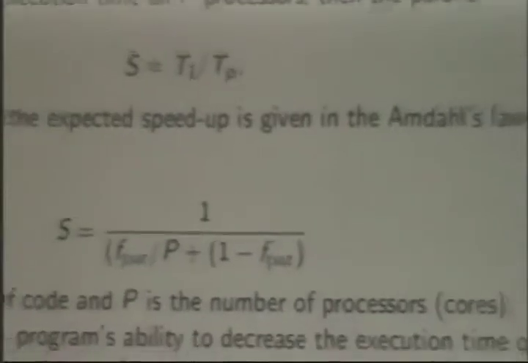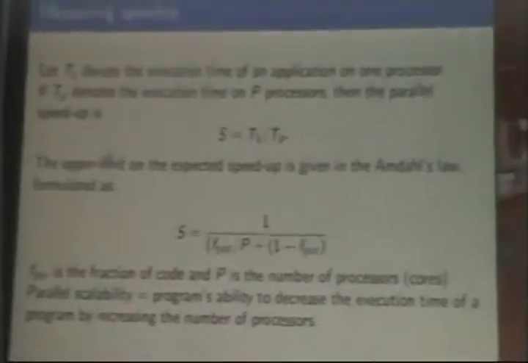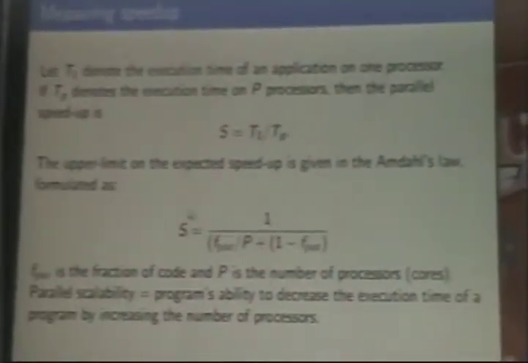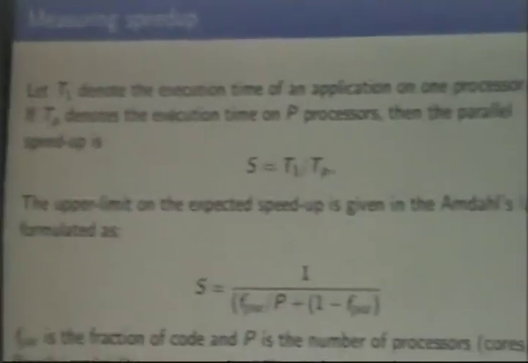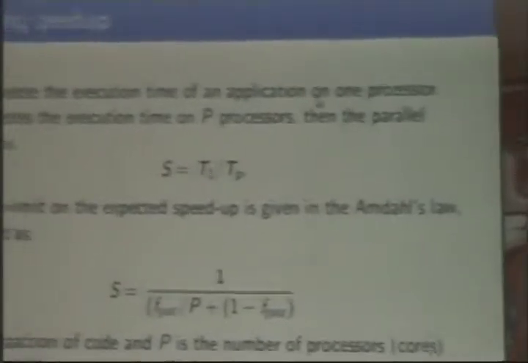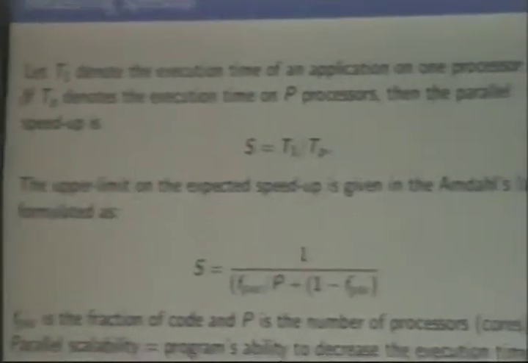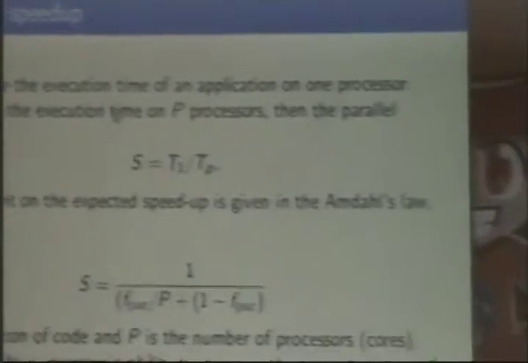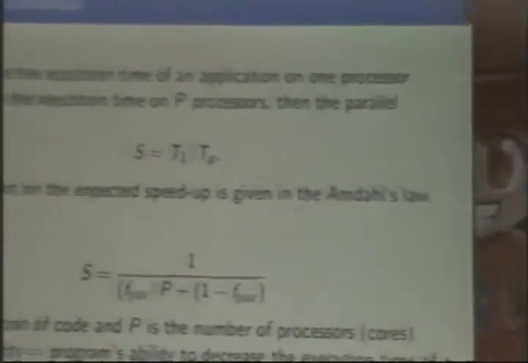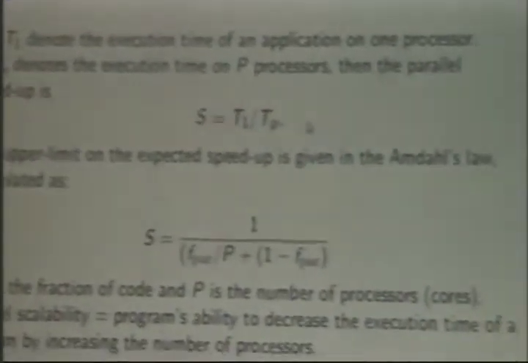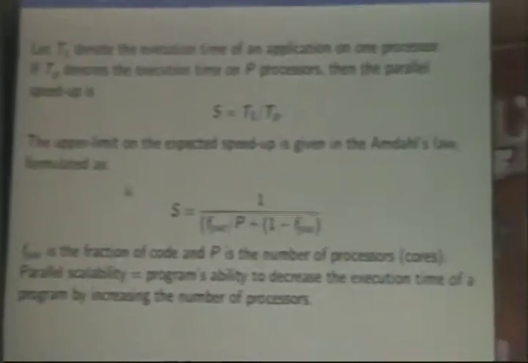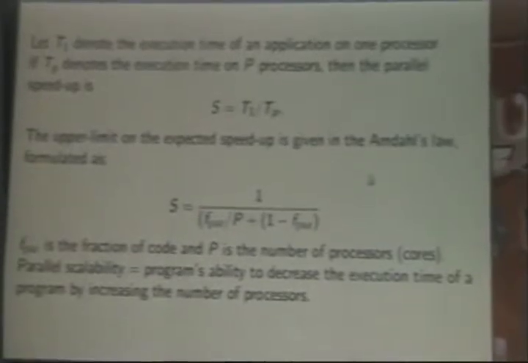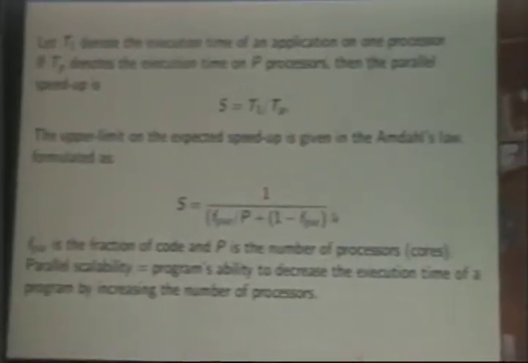after the parallelism. How do you measure the speedup? It's actually very intuitive. If T1 denotes the execution time of an application using one processor, then TP denotes the execution time if you have P processors. The parallel speedup is essentially the fraction T1 divided by TP. The upper limit can be assessed or estimated using Amdahl's law, which is formulated this way.